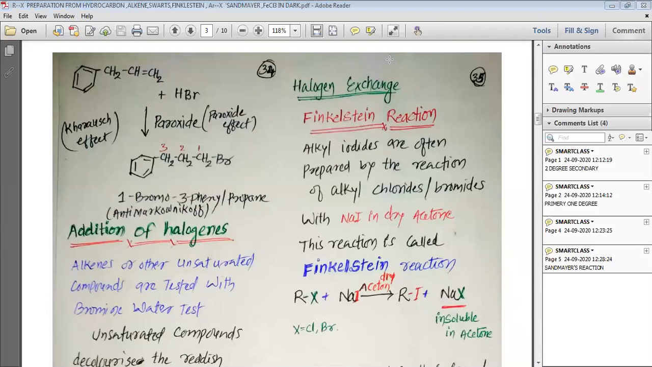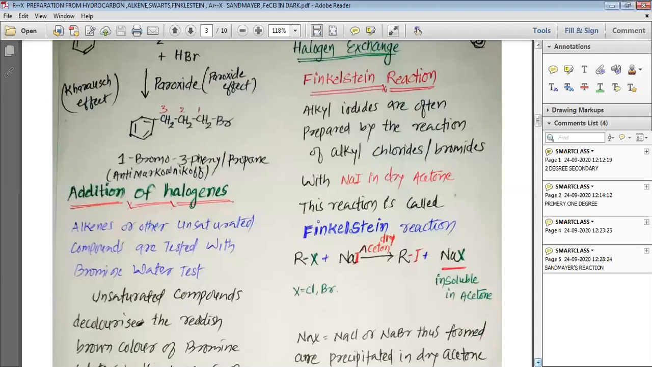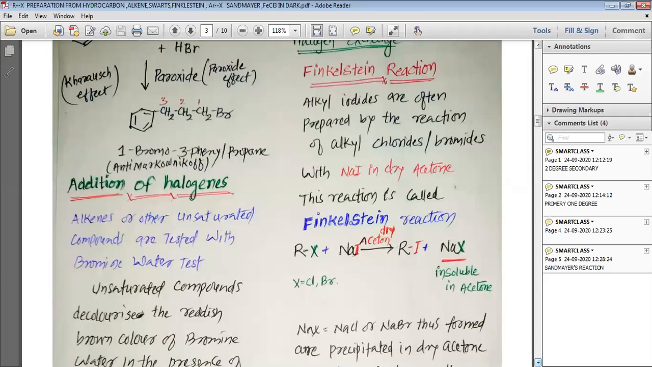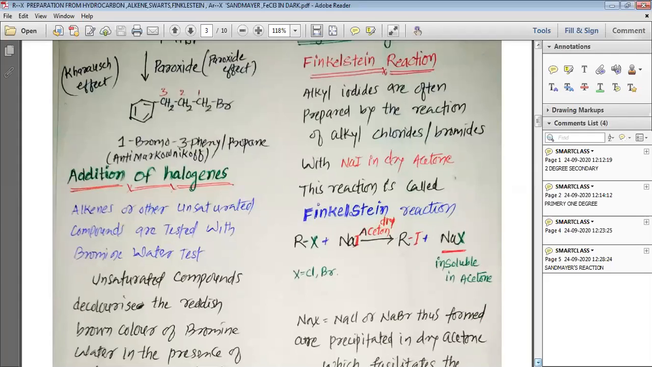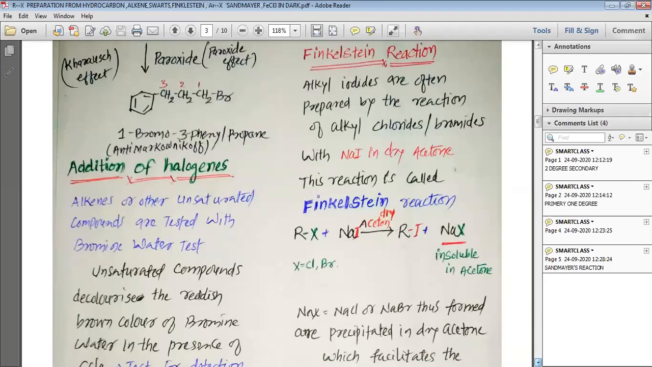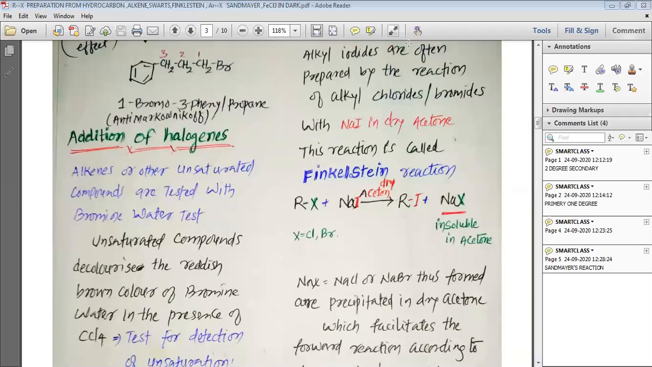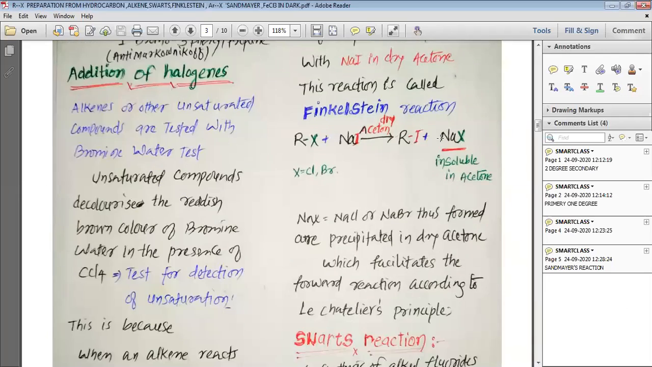Finkelstein reaction is the reaction for the preparation of alkyl iodide, where alkyl chloride or alkyl bromide is allowed to react with sodium iodide in dry acetone, so that we get alkyl iodide and sodium chloride or sodium bromide. The sodium chloride and sodium bromide are insoluble in acetone, so they get precipitated and can be removed from the reaction mixture, and according to Le Chatelier's principle, we get more and more product.